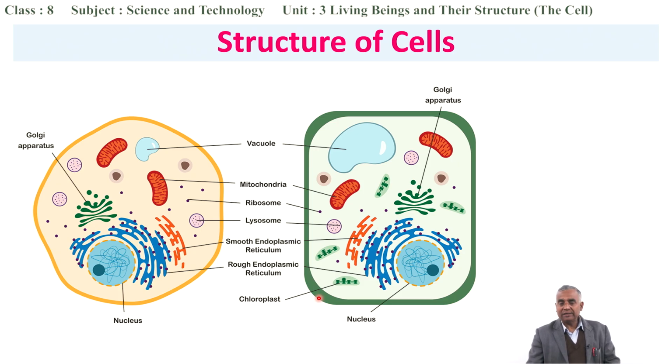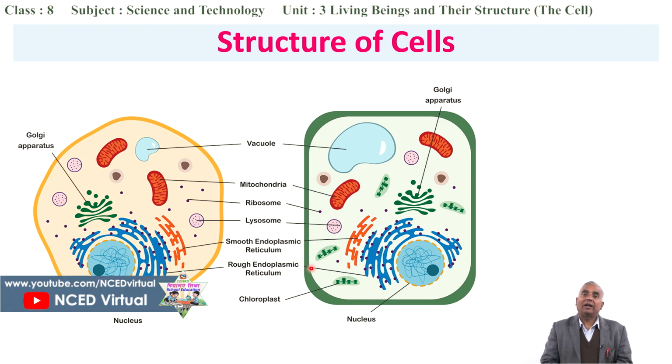Chloroplast is not on both sides. In some exceptional animals it is found, but in general animals it is not found. It is found only in plant cells. They are plastids, and about plastids we'll discuss later. What is left then? Ribosomes. Ribosomes may be found on the endoplasmic reticulum. Endoplasmic reticulum is of two types, smooth endoplasmic reticulum and rough endoplasmic reticulum. Later we'll practice sketching the diagram, but now just identify the parts of the cell.